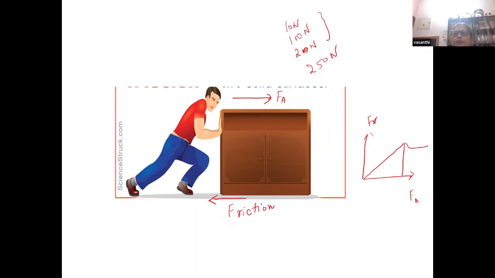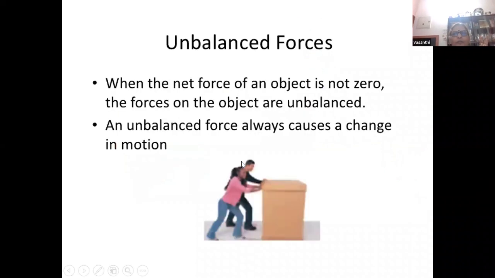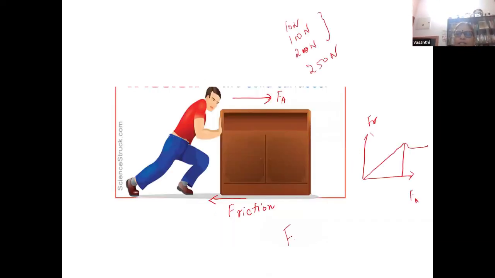All that we understood. So as long as the table is not moving, the frictional force balances the applied force. Now it's a balanced force. Now these two persons, they are able to move the object. So that means it's an unbalanced force, isn't it? Unbalanced force only can cause change in motion. As long as balanced forces are acting, F net becomes zero. So here F net is zero.